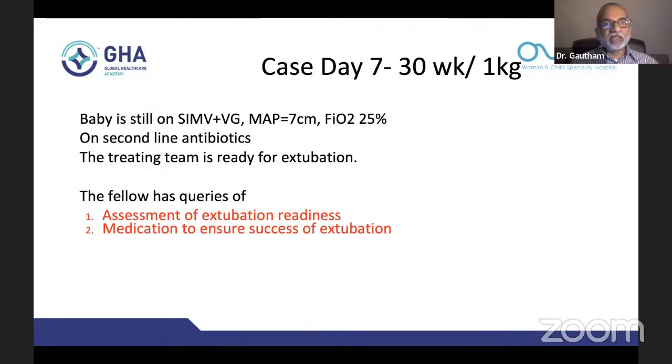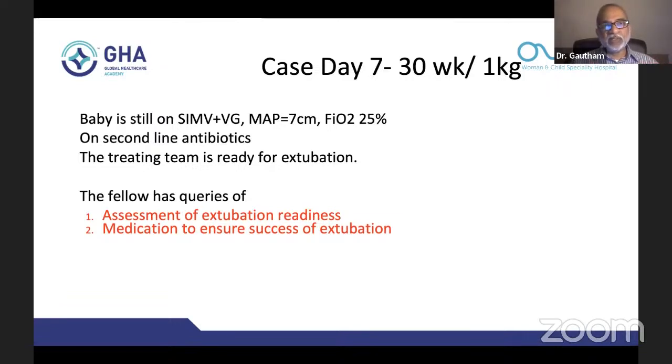So it's like a negative appendectomy rate. If your negative appendectomy rate is 0%, that means you're waiting for too long to go in and do an appendectomy, and you could be missing the boat here. So if 100% of your babies are extubated successfully, then you're probably waiting too long. So you have to decide in your unit, what is the acceptable reintubation rate?